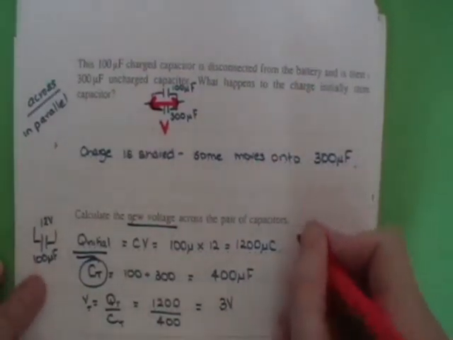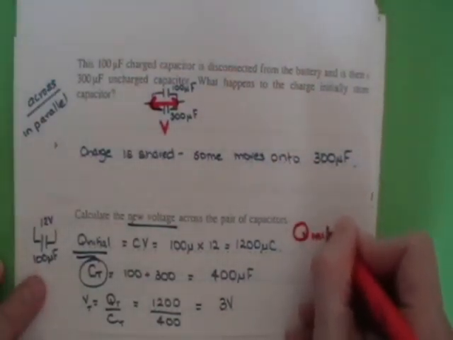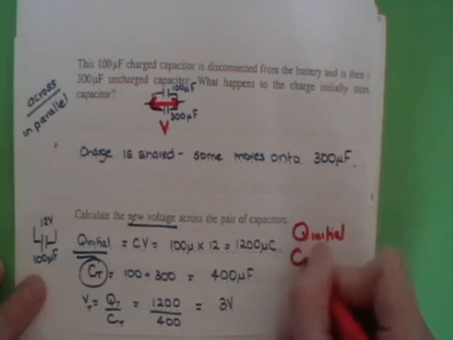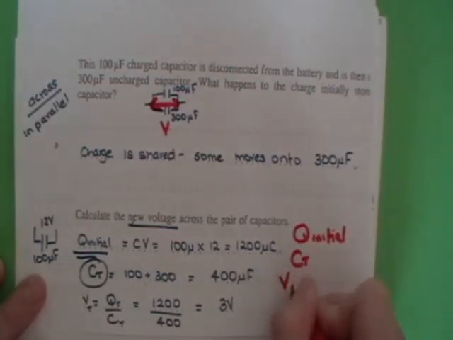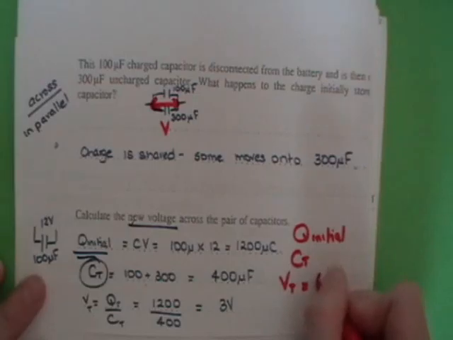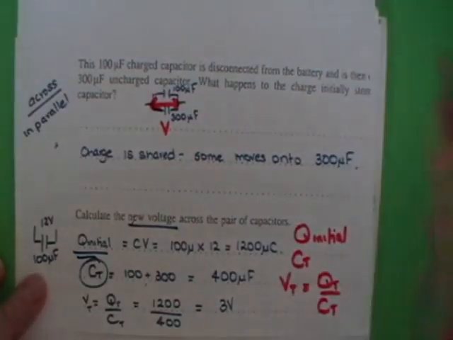So I'll just write that down again. You're finding the initial charge, you're finding the total capacitance, and then you're finding a new value for your voltage by dividing Q over C. And that's how you're doing that.